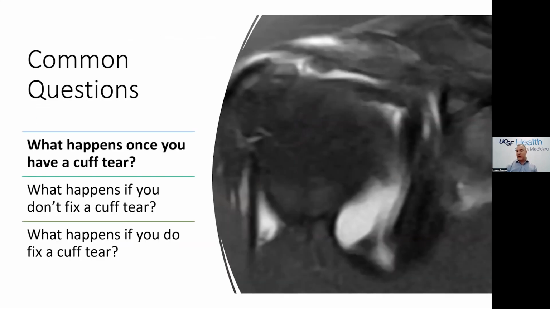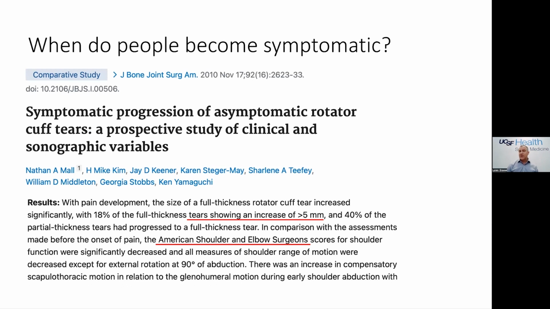So the questions we get from patients once they know that they have a full thickness tear, they really want to know what happens when you have that tear, what happens if you don't fix it, especially right away, and what happens if you do fix a tear. How good are the outcomes? Because almost every patient has a history of hearing a friend that says, I've had a rotator cuff problem and it was a disaster. So when do these patients become symptomatic?